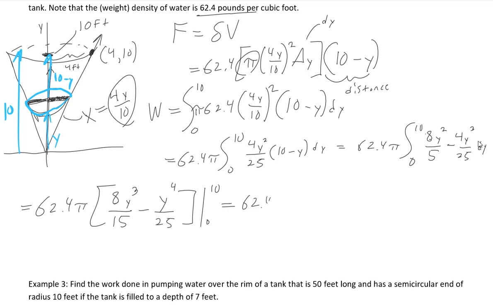So we have 62.4 pi. Put 10 into y cubed. That gives us 1,000 times 8, so that's 8,000 over 15. And then 10 into y to the 4th gives us 10,000 over 25. Okay, and that, if you approximate that, gives you about 26,138, what we would say is foot-pounds.